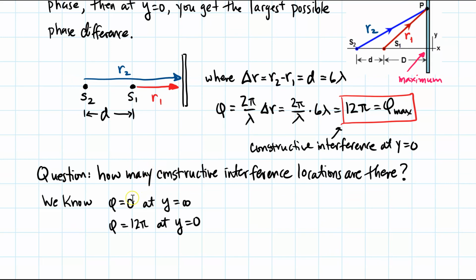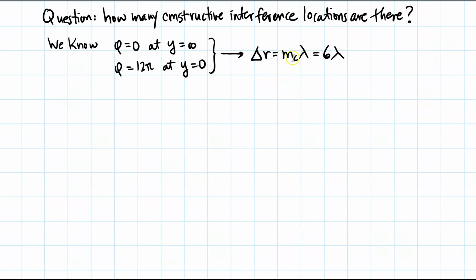Now we know that at phi equal to 0, we have constructive interference. Therefore, that's at y at infinity. When phi is equal to 12 pi, we have another constructive interference, but that's y equal to 0. We know that anytime we have constructive interference, it has to follow this rule. Delta R must equal mc times lambda, but we already know that the maximum value of delta R is 6 lambda. Setting these two equal to each other, we see that mc must equal 6.